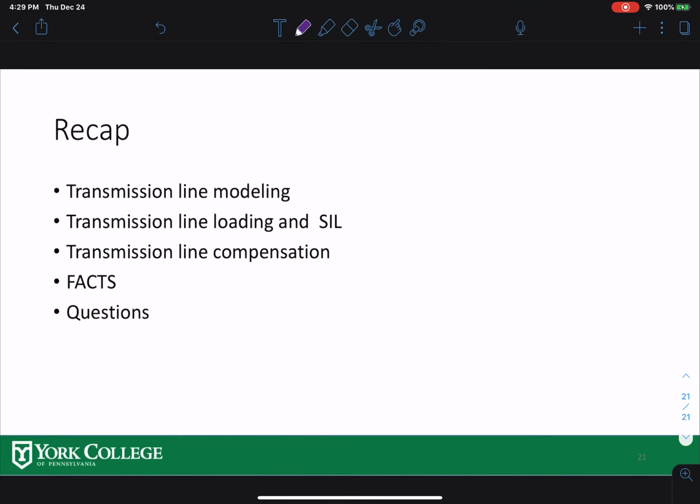So recap here: we did transmission line modeling, transmission loading and source impedance loading, and transmission line compensation. We discussed the compensation of transmission lines, and also how it has been done in the practical field. It's called Flexible AC Transmission System, FACTS. We will answer your questions in the class, as well as do some examples in the class.